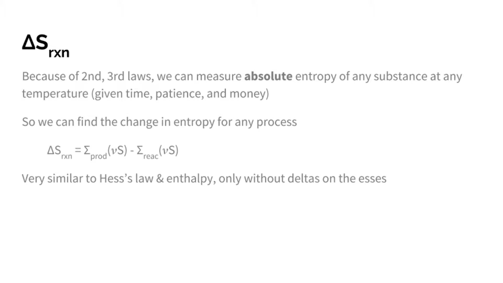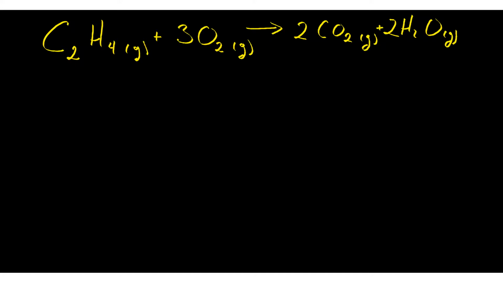The change in entropy for a reaction is the products minus the reactants, multiplied by the coefficients from the balanced chemical reaction. So let's go ahead and walk through an example. Hopefully you remember Hess's law. If you don't, look it up, practice, study. So our example is going to be the combustion of ethylene, marsh gas. This is the will-o'-the-wisp.